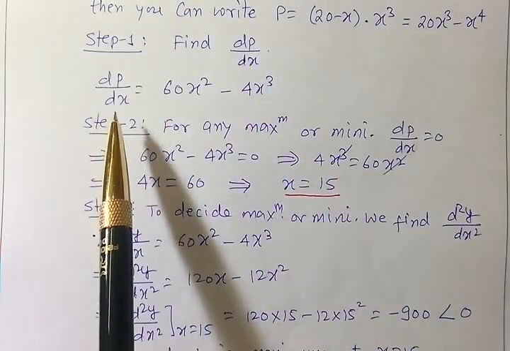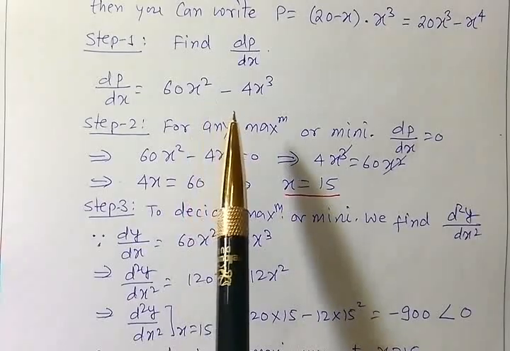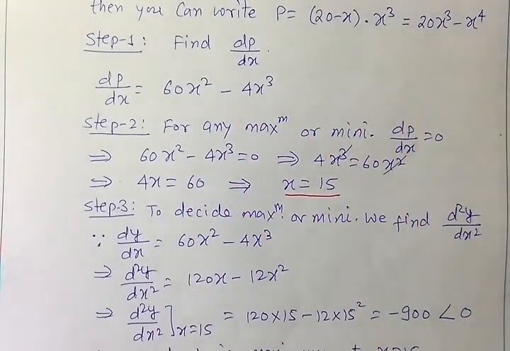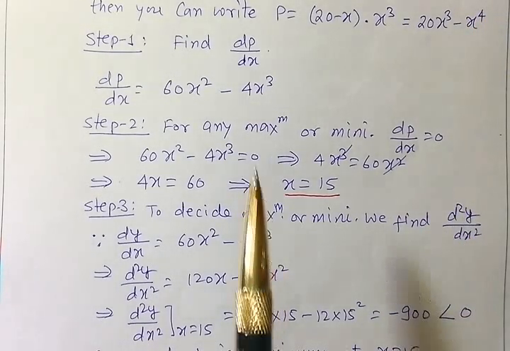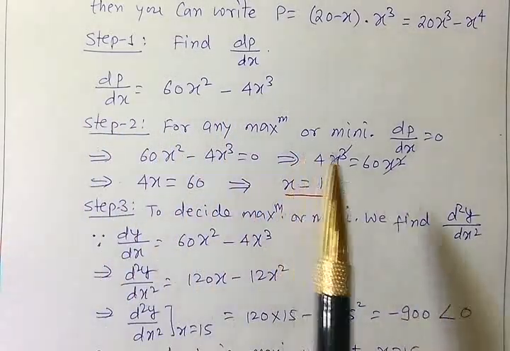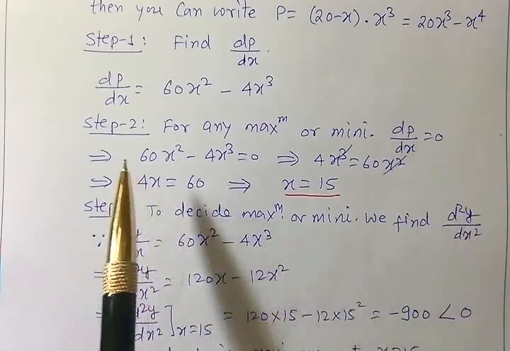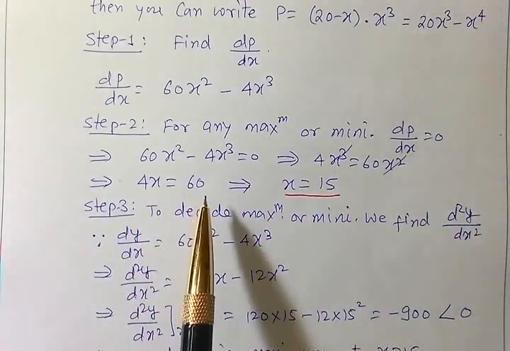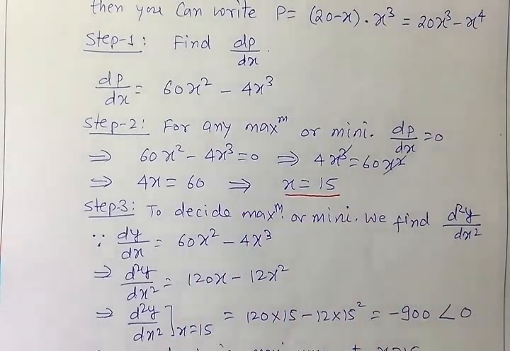So what is dP by dx here? 60x square minus 4x cube. How do we get it? The derivative of x cube is 3x square, into 20 is 60x square, minus the derivative of x raised to 4, which is 4x cube. Okay, so we got dP by dx. What is step 2? For any maxima or minima, dP by dx is equal to 0. Let us equate it to 0. Simplifying, 4x is equal to 60. So we get x is equal to 15.